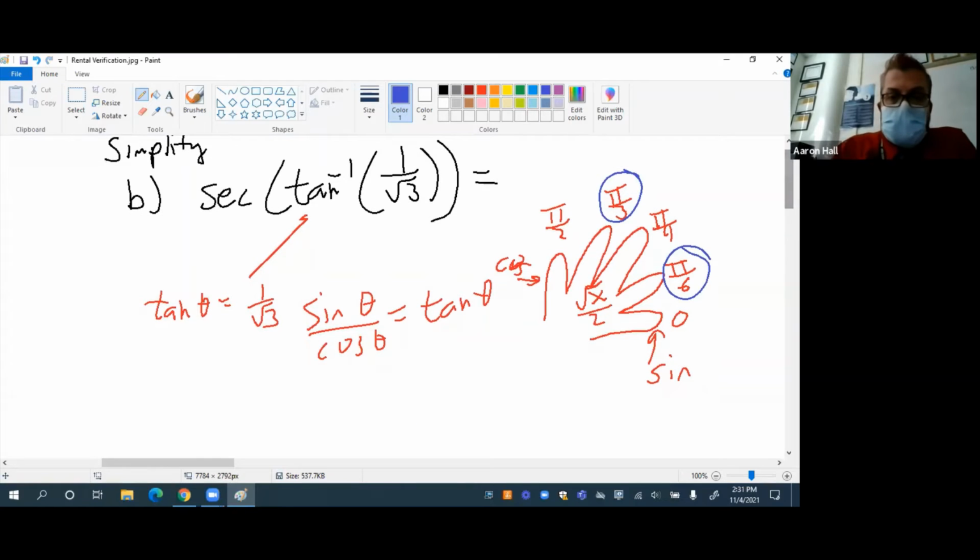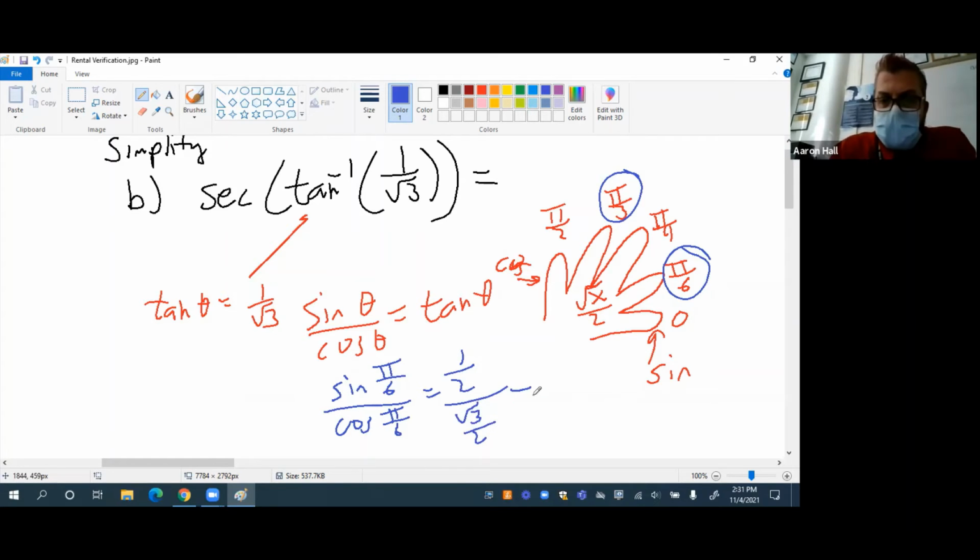Let's try pi/6. So if I have sine of pi/6 over cosine of pi/6, then sine of pi/6 is what? We put this finger down. That's going to give us 1/2. And cosine of pi/6?